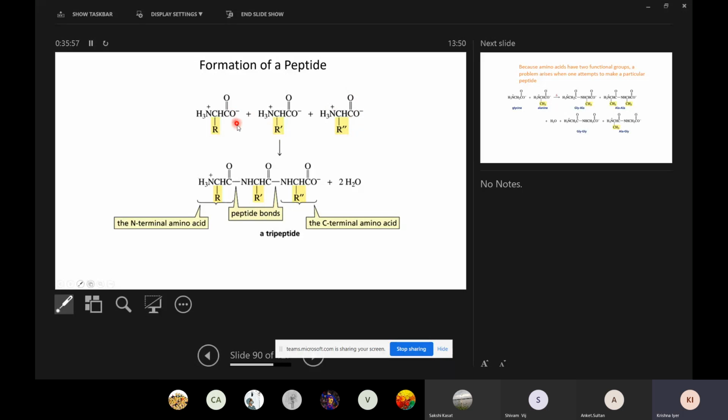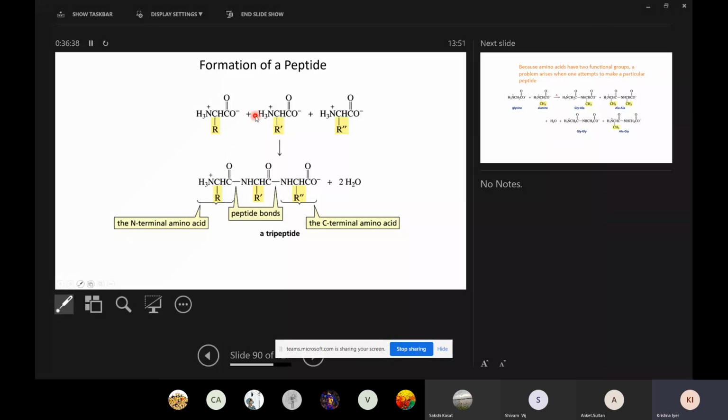If I have a way of very systematically forming an amide bond between this amino group and this carboxy group, and this amino group and this carboxy group, then I'm able to connect all three amino acids in a very specific sequence. Then I'll get a tripeptide with a given amino acid as the N-terminal amino acid, the R double prime group containing amino acid ends up forming the C terminal, and this amino acid, which has the R dash side chain, forms the middle amino acid of the tripeptide.